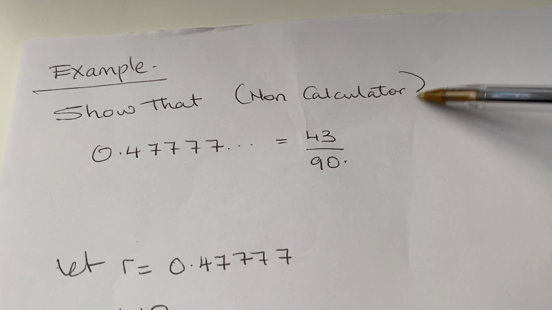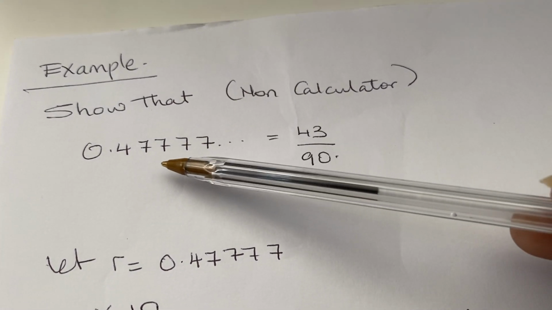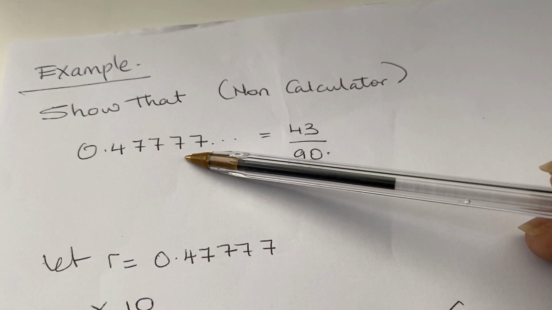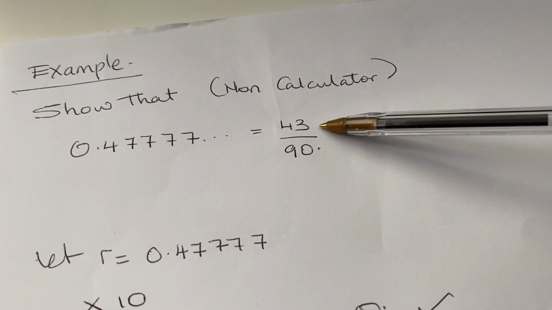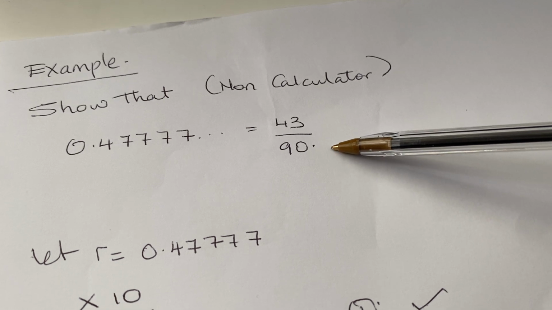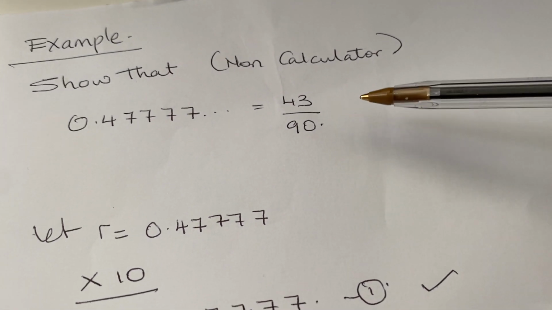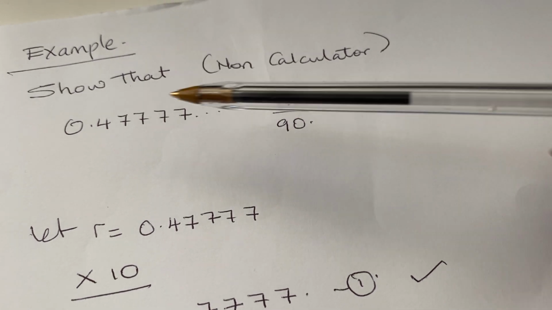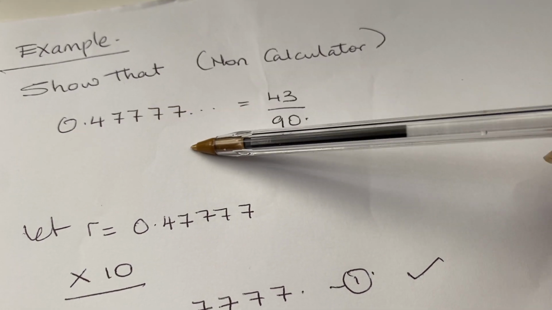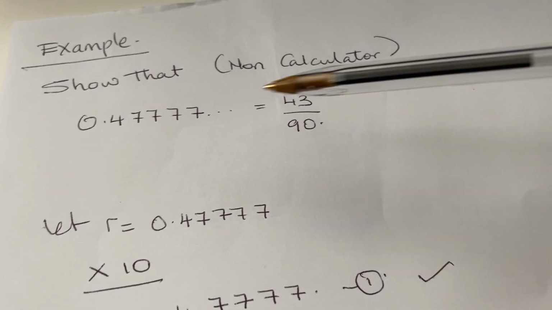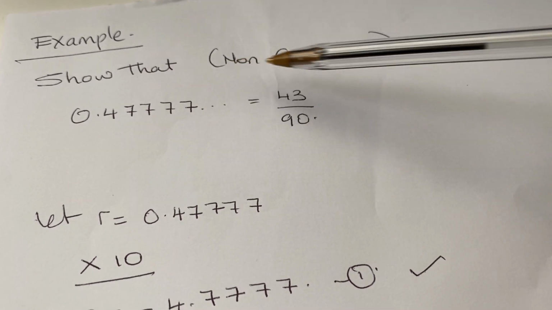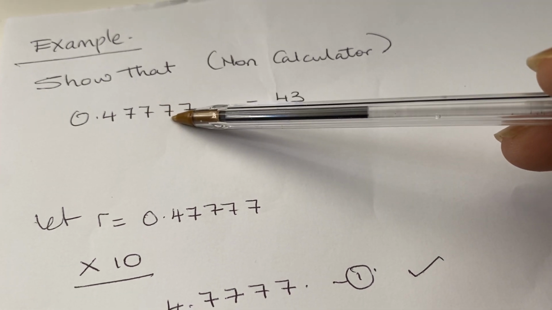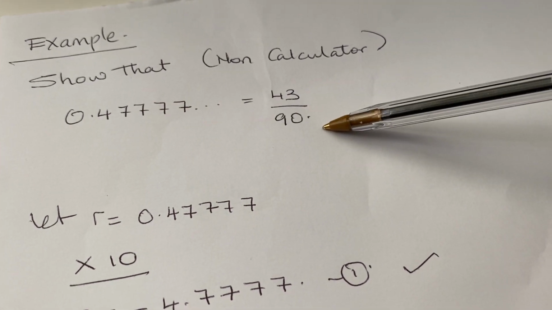Okay, show that 0.4777 will be equal to 43/100. So immediately they ask you to show, okay, you might have to start from here or there, but with decimals and this kind of work, it's better to start from your left and end on the right.